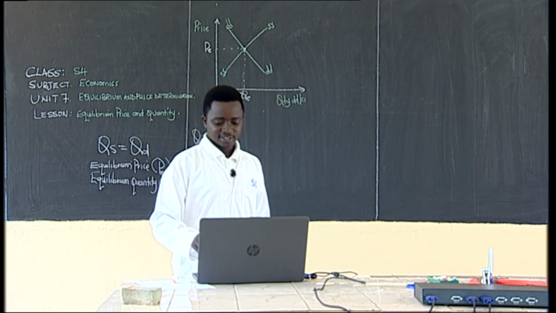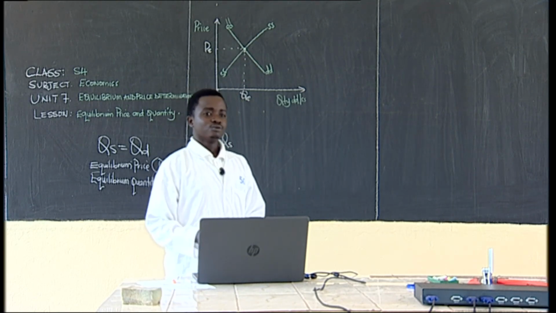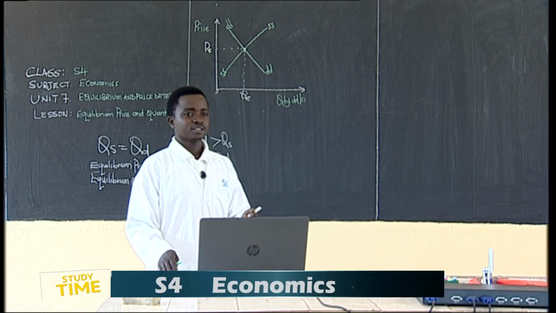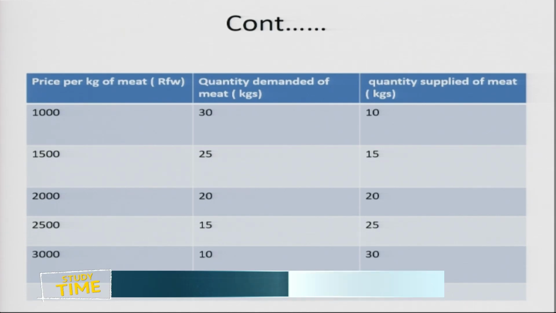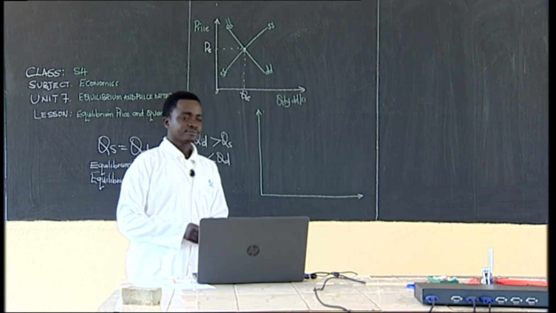So now let's see how we can use that information that we have, then we plot and determine the two, equilibrium price and equilibrium quantity. We have that table where we have price per kilogram of meat, quantity demanded of meat, then quantity supplied of meat. So we have to illustrate it and see if we can attain that. So if this is our graph, we can try to plot it using the information that we have.